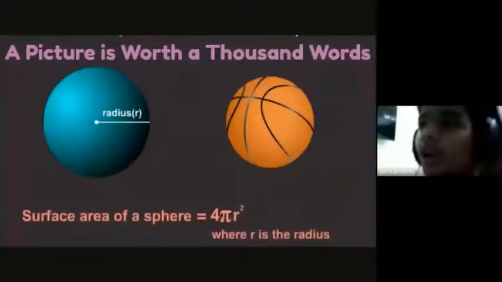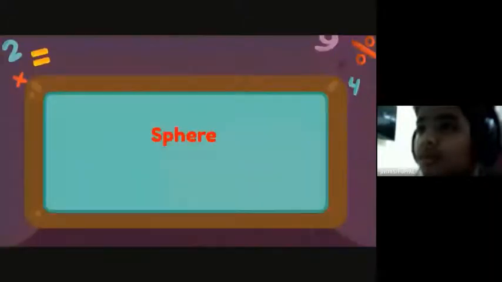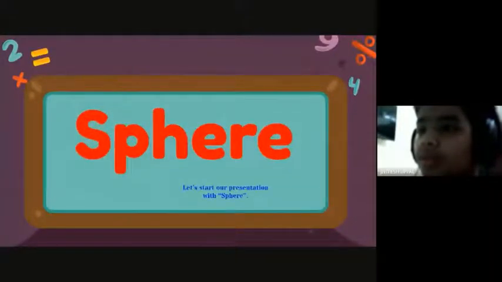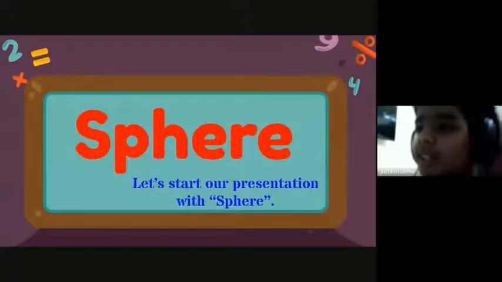A picture is worth 1000 words. Surface area of sphere is equal to 4 pi r square, where r is the radius. Sphere. Let's start our presentation with sphere.